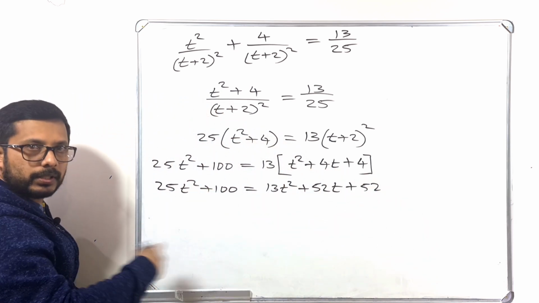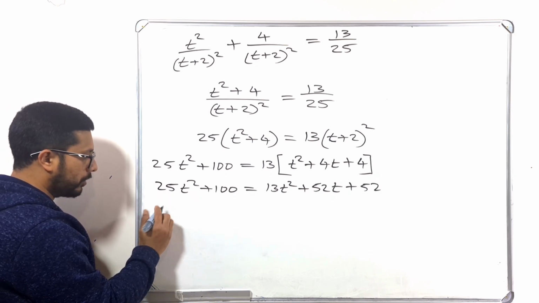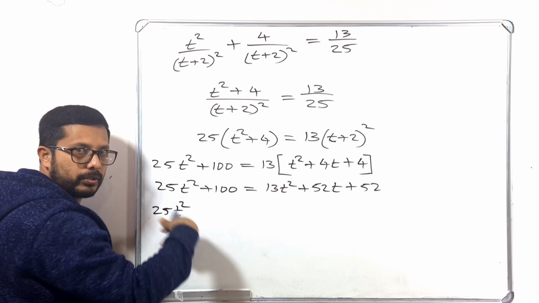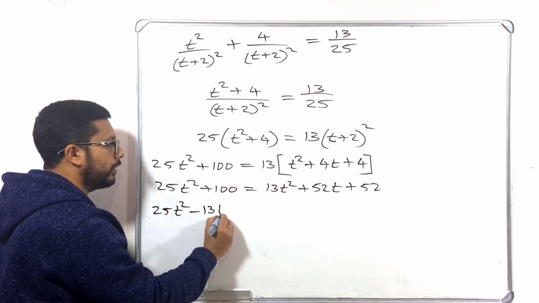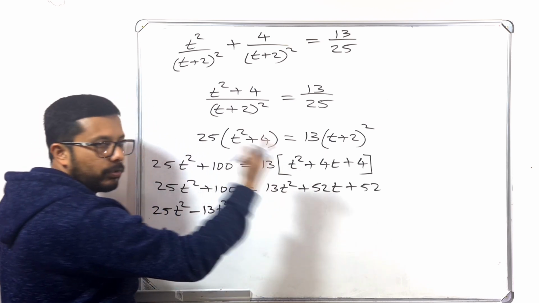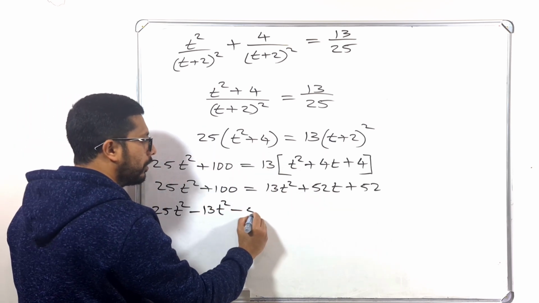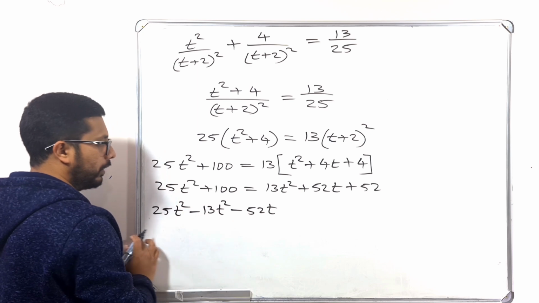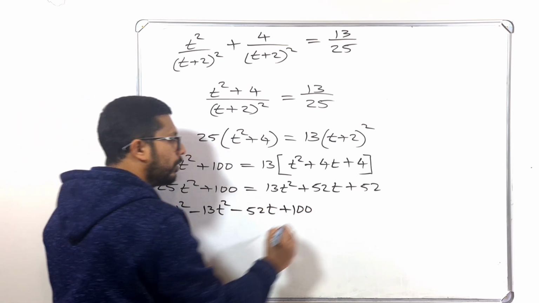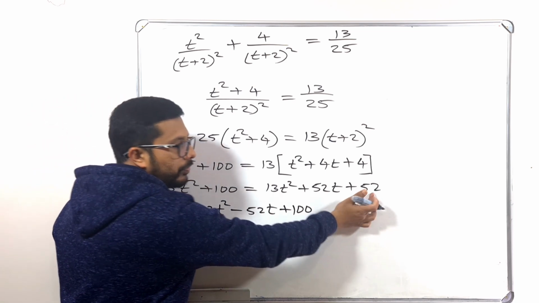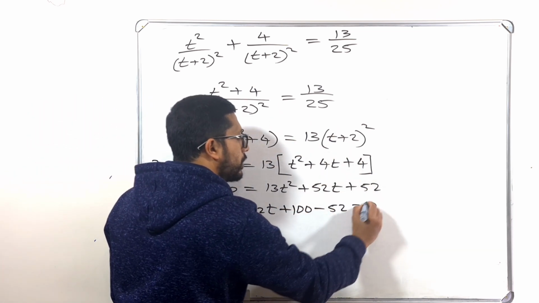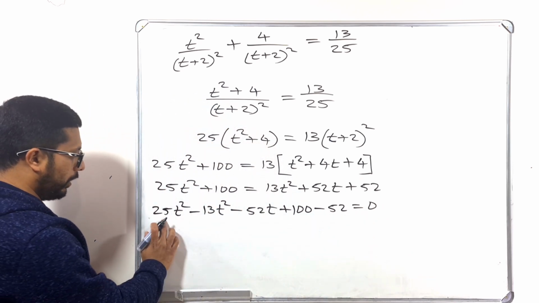Now take everything to this left side. Okay, so this 25t square, now I am going to take this 13t square to this side, so minus 13t square, then this 52t on this side, left side, minus 52t, then the constant term, this 100 is already on the left side, so plus 100, then now you have to take this 52 to the left side, so it is minus 52 is equal to 0.